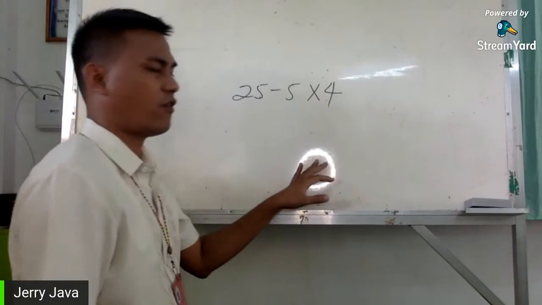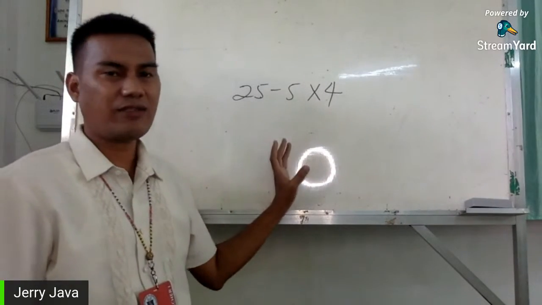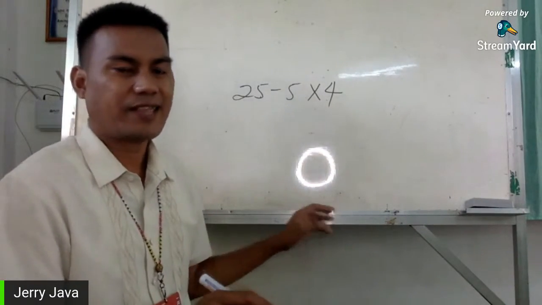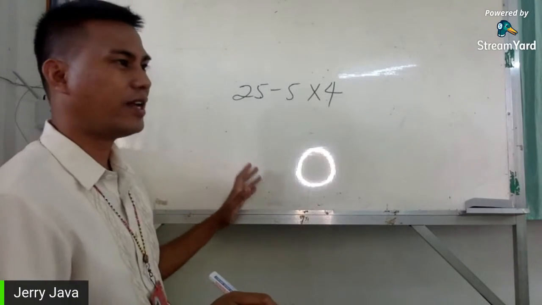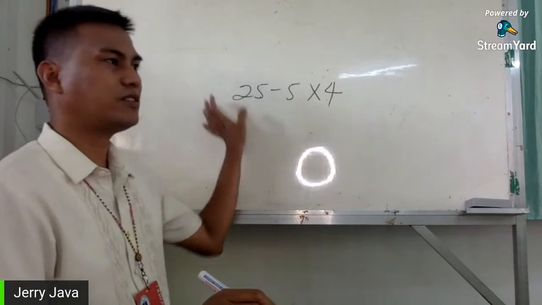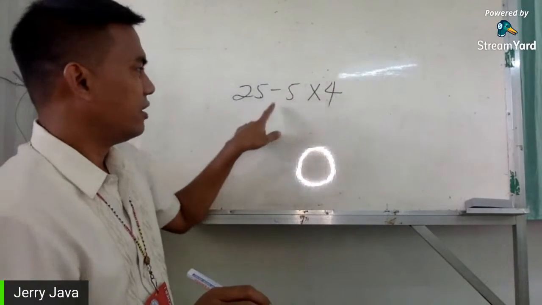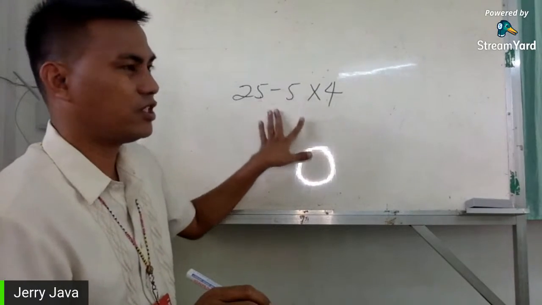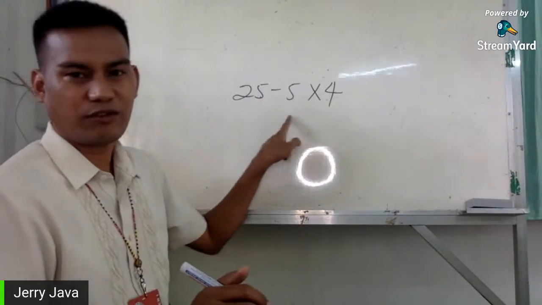25 minus 5 times 4. What are you going to do first? 25 minus 5 or 5 times 4? It says MDAS. Multiply or divide, add or subtract, so whichever comes first. But here we have subtraction and multiplication only. So you have to do multiplication first, right?